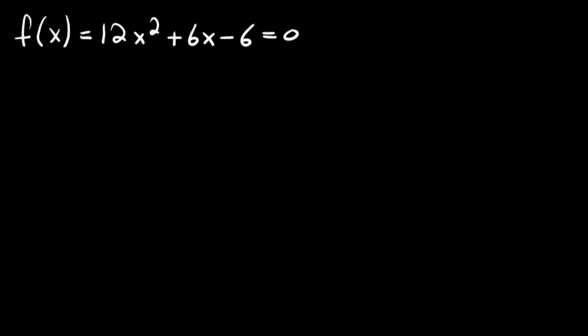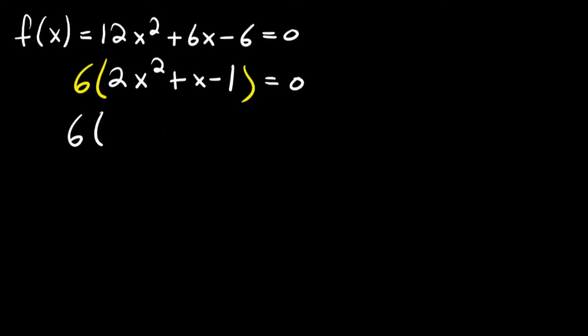Okay, so we're trying to solve this function. The first thing that we can do to make life easy on us is to factor out the greatest common factor, which in this case would be a 6. That would leave us with 2x squared plus x minus 1 equals 0. And so then let's see if we can factor this guy.